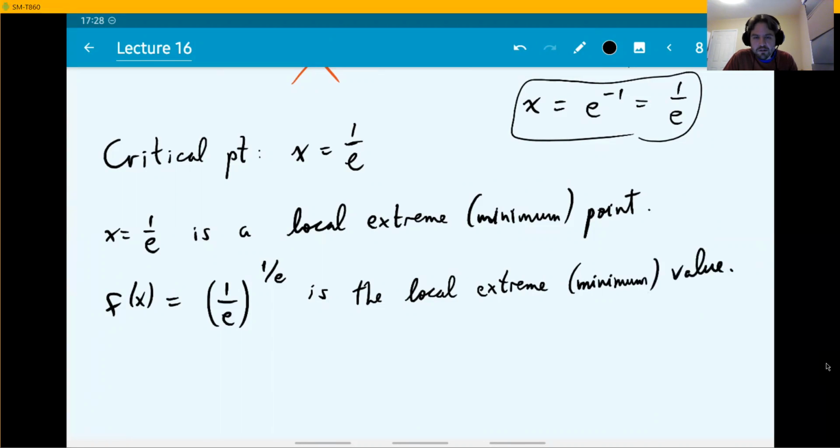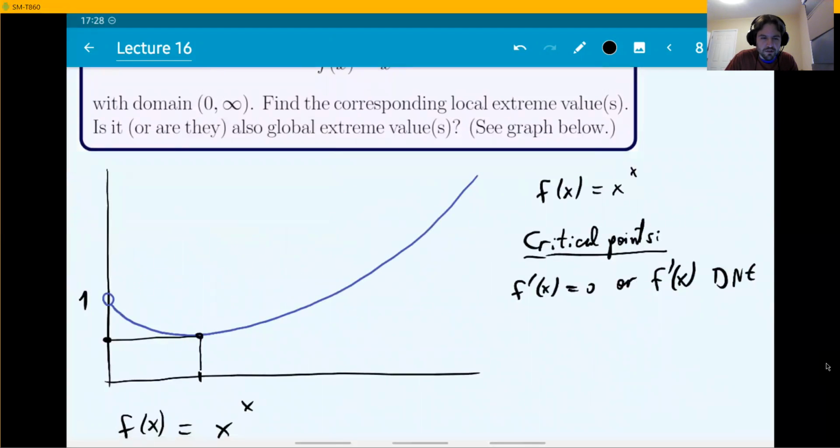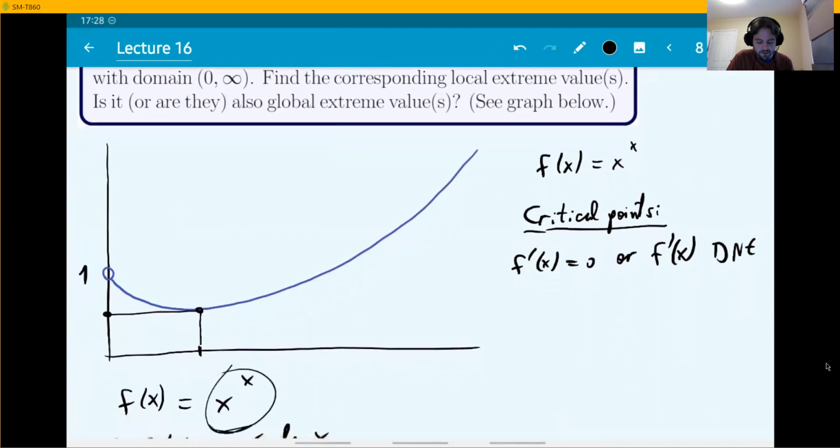Is it global? That was the last question they were asking. Yes, these are also global. Once again, this is just by looking at the graph. Not only was this a valley on the graph, but it also is a location where the function is at its global minimum. So this value right here of 1 over e to the 1 over e is the smallest possible you can find if you're looking at the values of x raised to x. So this was this question.